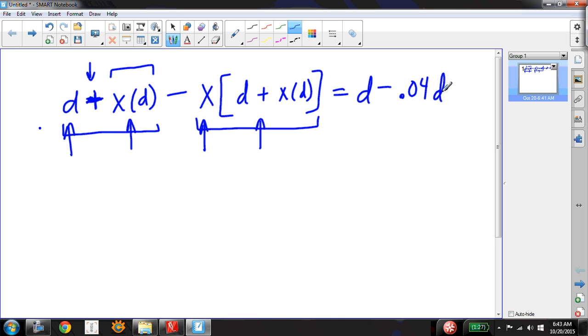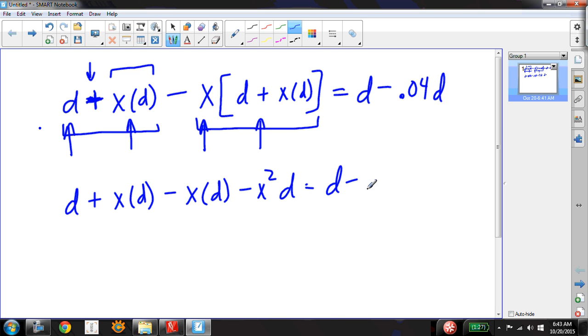And now I solve for X. And this looks complicated, but a lot's going to cancel out. I'm just going to expand out that term. I have D plus X times D minus X times D, plus, or rather minus, X squared times D equals D minus 0.04D. Okay, this goes away with this.